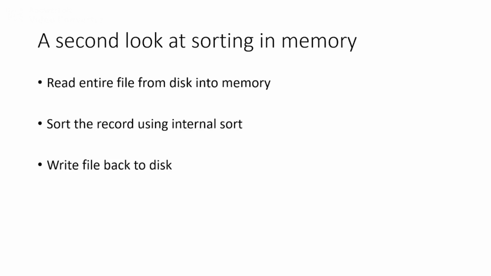Firstly, we will take a second look at sorting in memory. We have already studied in the previous module the problem of sorting a disk file that is small enough to fit in the memory. It includes three different steps: read the entire file from the disk into memory, sort the records using internal sort, and write the file back to the disk. These are the three steps we have.